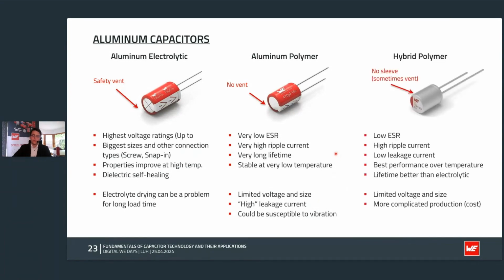If we talk about hybrid polymer capacitors, you can see it for our parts. They don't have a sleeve. Sometimes for the bigger types they have a vent, but because there's not so much electrolyte in it, we only need it for the bigger types. The advantages: low ESR, high ripple current, low leakage current. But the disadvantage is that we are also limited in size.